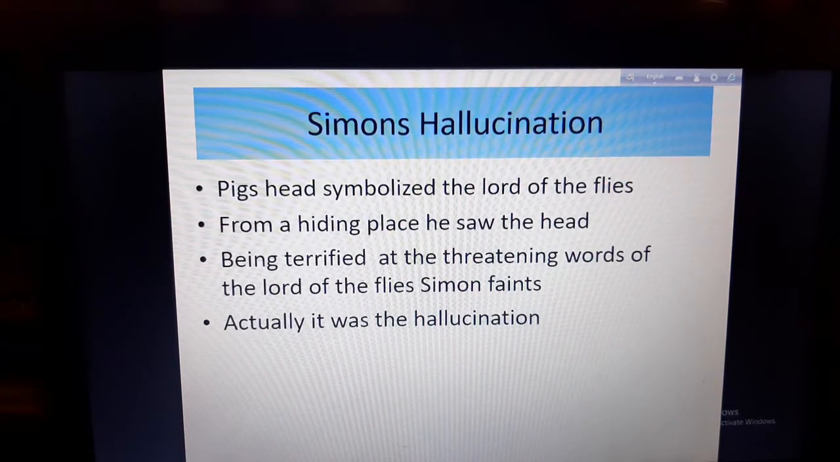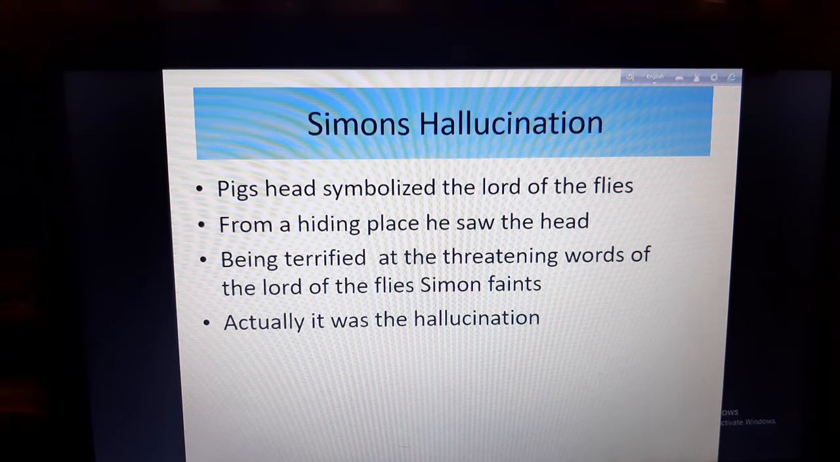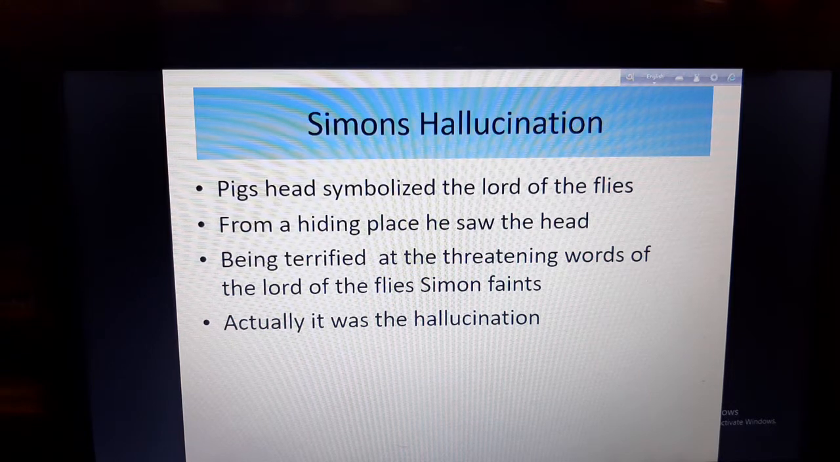Simon's hallucination. The pig's head symbolized the Lord of the Flies. In my last class I showed a picture of a pig's head. From a hiding place he saw the head. Being terrified at the threatening words of the Lord of the Flies, Simon faints. Actually, it was a hallucination.